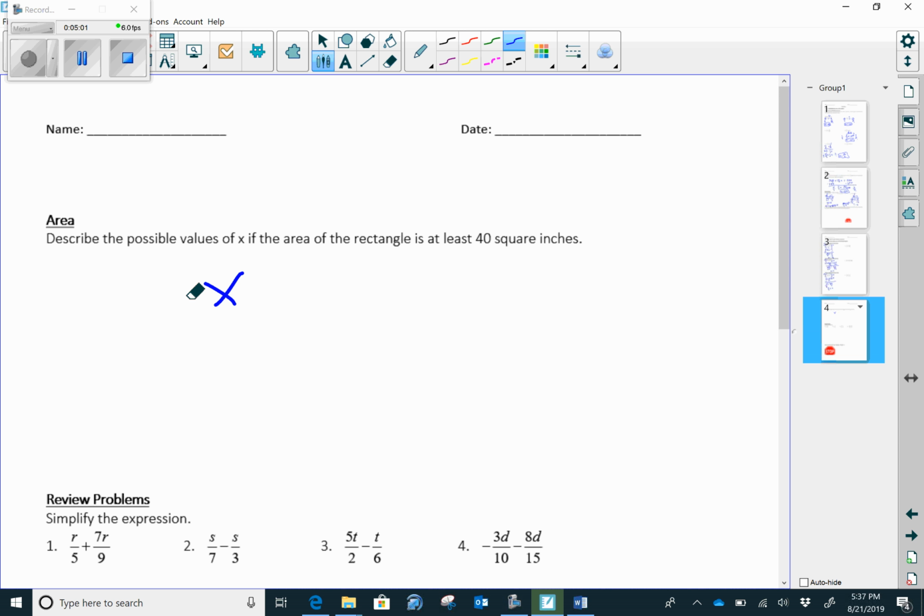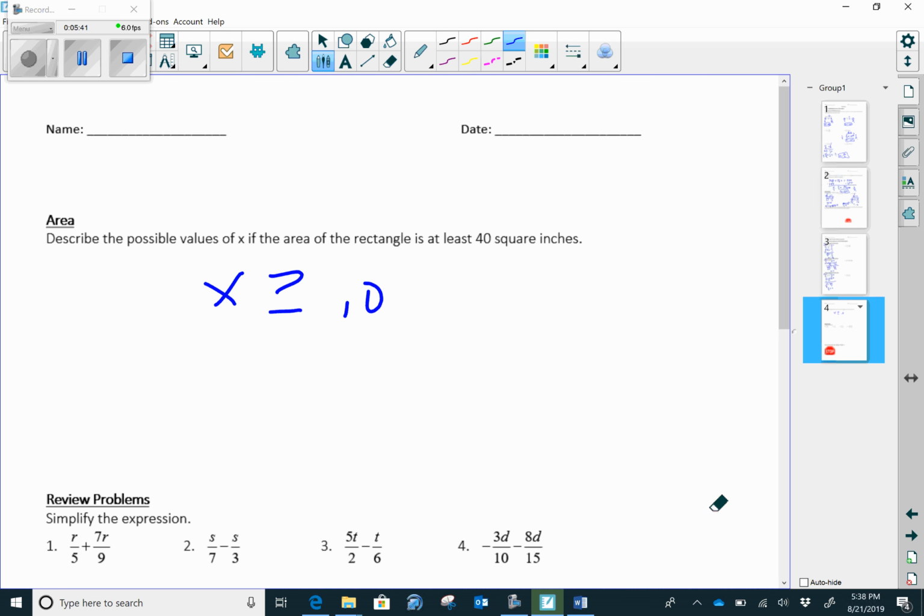So I think about it and you can think about this also. If I asked you, do you have at least $5 in your wallet or in your coin purse, that means I have at least $5, but I could have more than that. So this is saying at least 40 square inches. So greater than or equal to 40. So we're looking at all the values that would describe the area of a rectangle. So it could be 40 and anything greater than 40.